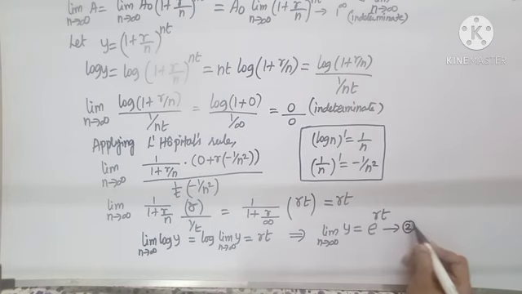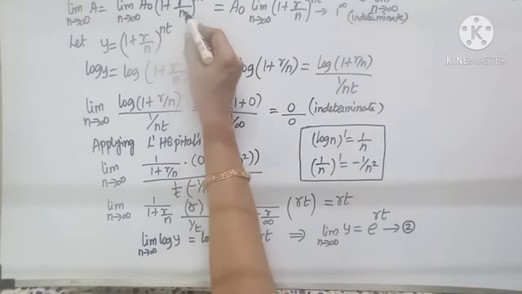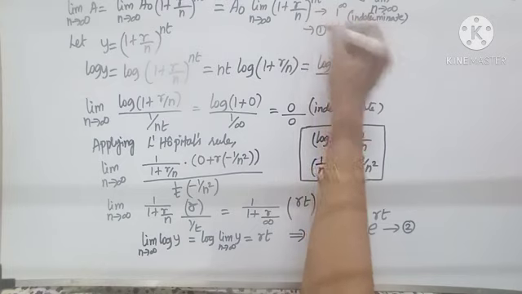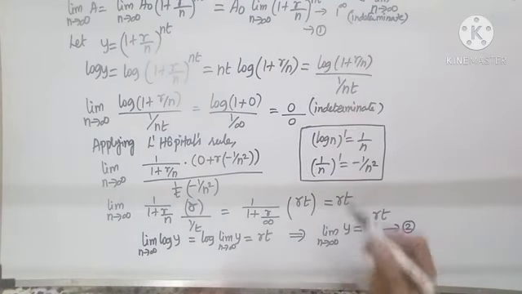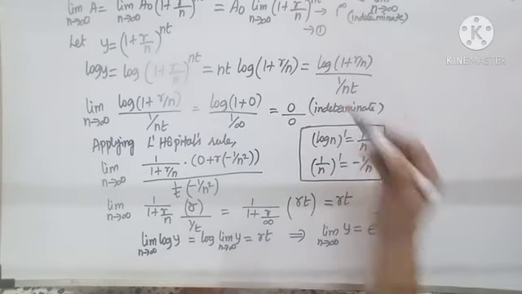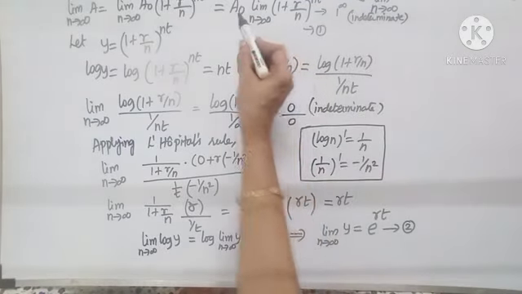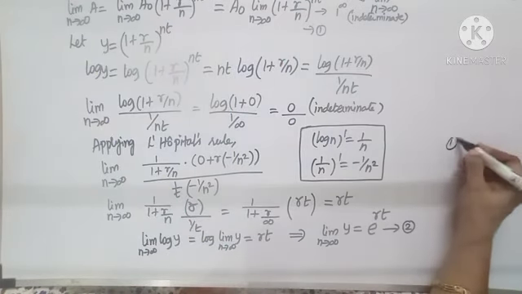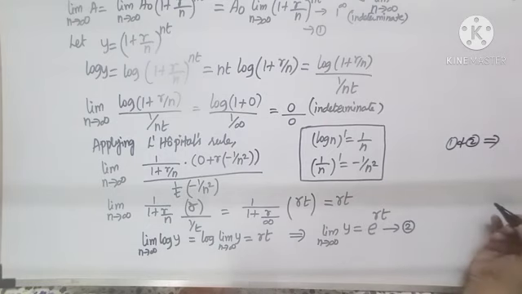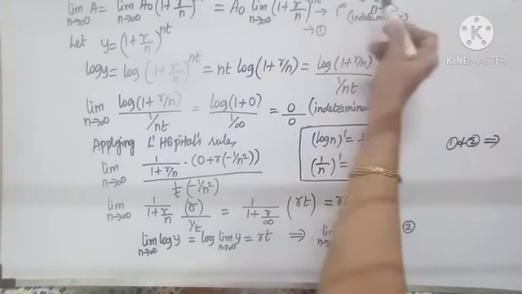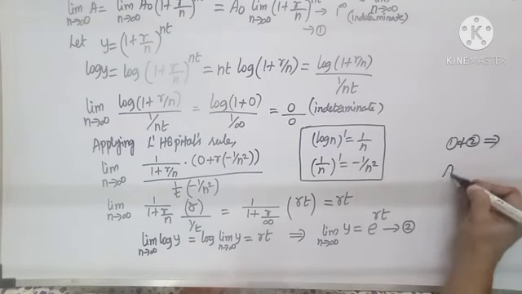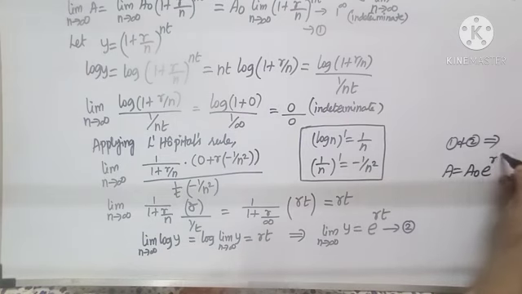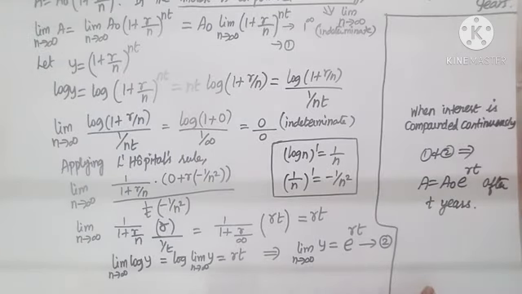This let me call number 2. The original question we call number 1. So limit n tends to infinity of this part is e power RT. So I have to multiply with A naught to arrive at the required answer. 1 and 2 together imply, when the interest is compounded continuously, A equals A naught e power RT, and that is the answer. This problem alone is a little difficult, so go through the problem again and again.